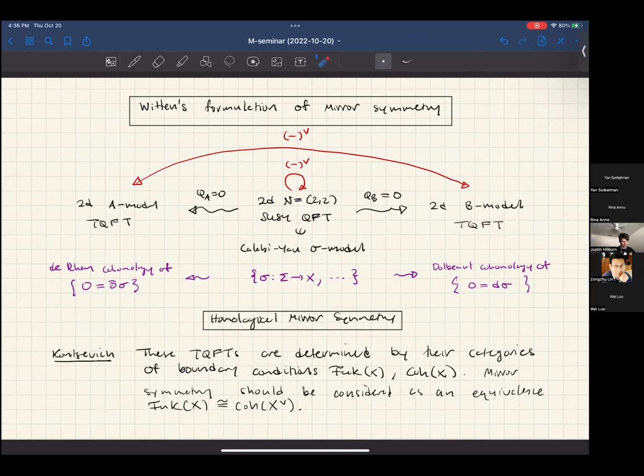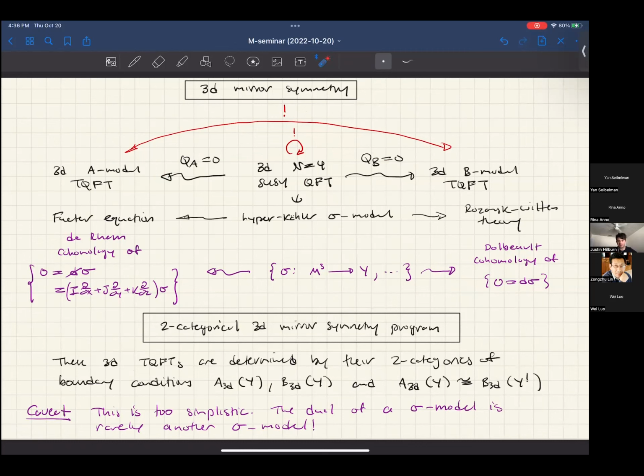And so for 3D mirror symmetry, we're playing the exact same kind of game. There's a three-dimensional supersymmetric quantum field theory, and our canonical example is a hyper-Kähler sigma model. Because we're in 3 dimensions, our field is a map from a 3-manifold into our hyper-Kähler target. And then again, inside of this supersymmetry algebra, we have 2 supercharges, an A-type supercharge and a B-type supercharge.